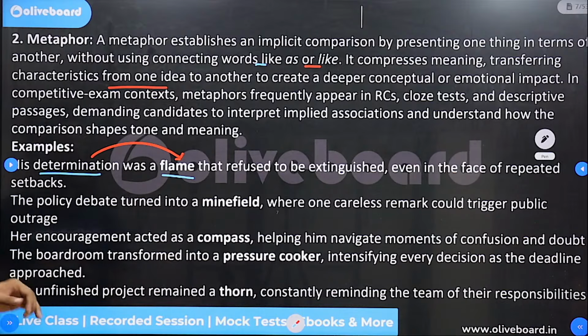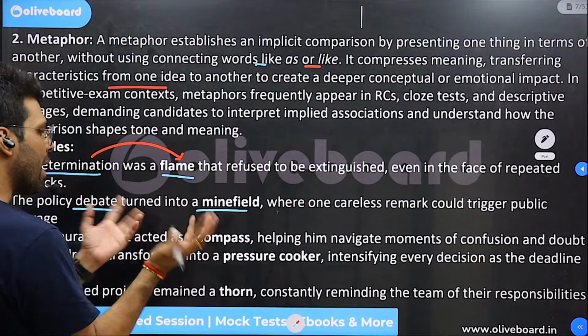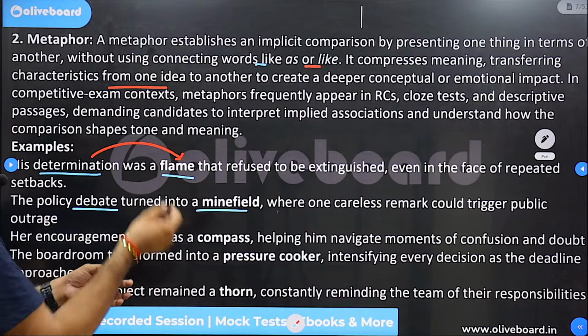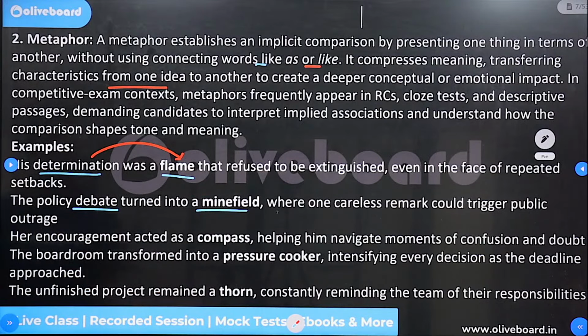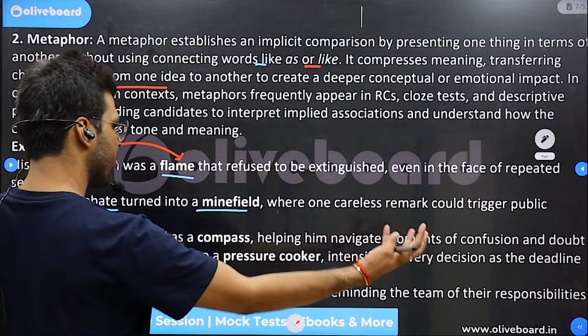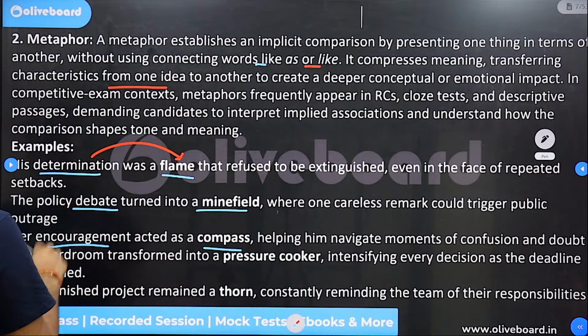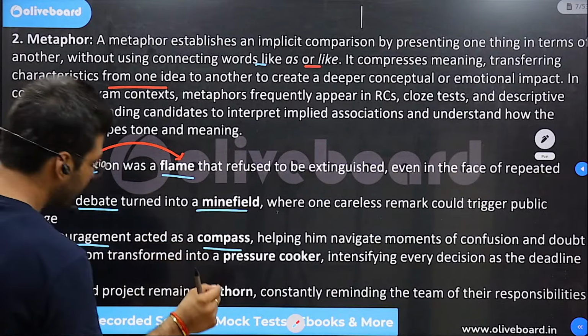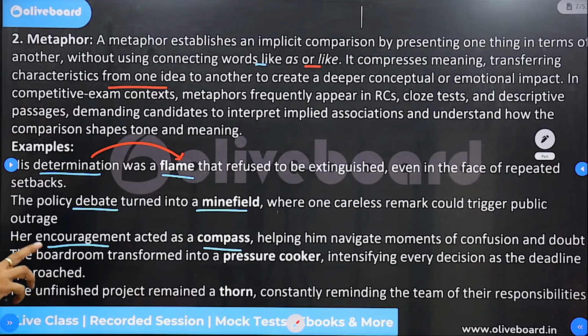The policy debate turned into a minefield. How can a debate, an abstract concept, turn into a minefield? If it looks like a minefield, simile. But it turned into a minefield where one careless remark could trigger public outrage. Metaphor. His encouragement, another abstract concept, acted as a compass, helping him navigate moments of confusion and doubt. Now, a compass is a physical object, and we are not even saying encouragement was like a compass. No, no, his encouragement was a compass, implying the qualities of one on the other.